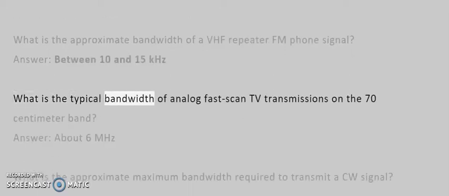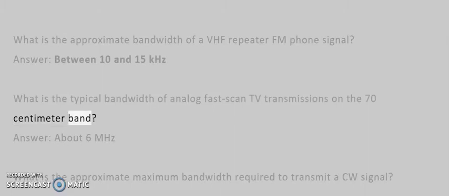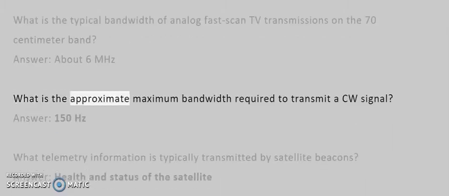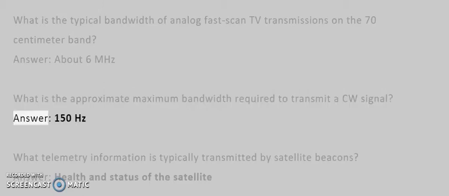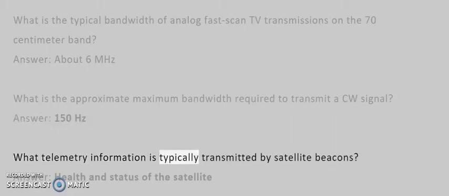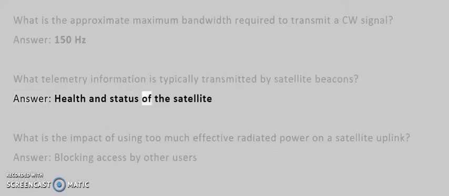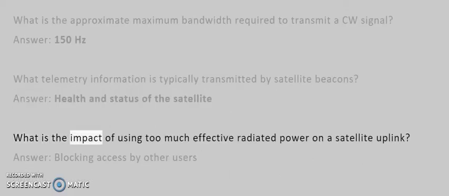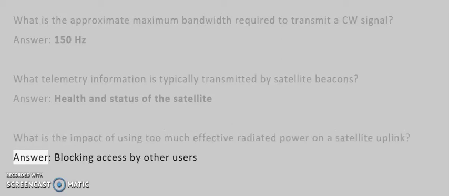What is the typical bandwidth of analog fast-scan TV transmissions on the 70 cm band? Answer, about 6 MHz. What is the approximate maximum bandwidth required to transmit a CW signal? Answer, 150 Hz. What telemetry information is typically transmitted by satellite beacons? Answer, health and status of the satellite. What is the impact of using too much effective radiated power on a satellite uplink? Answer, blocking access by other users.